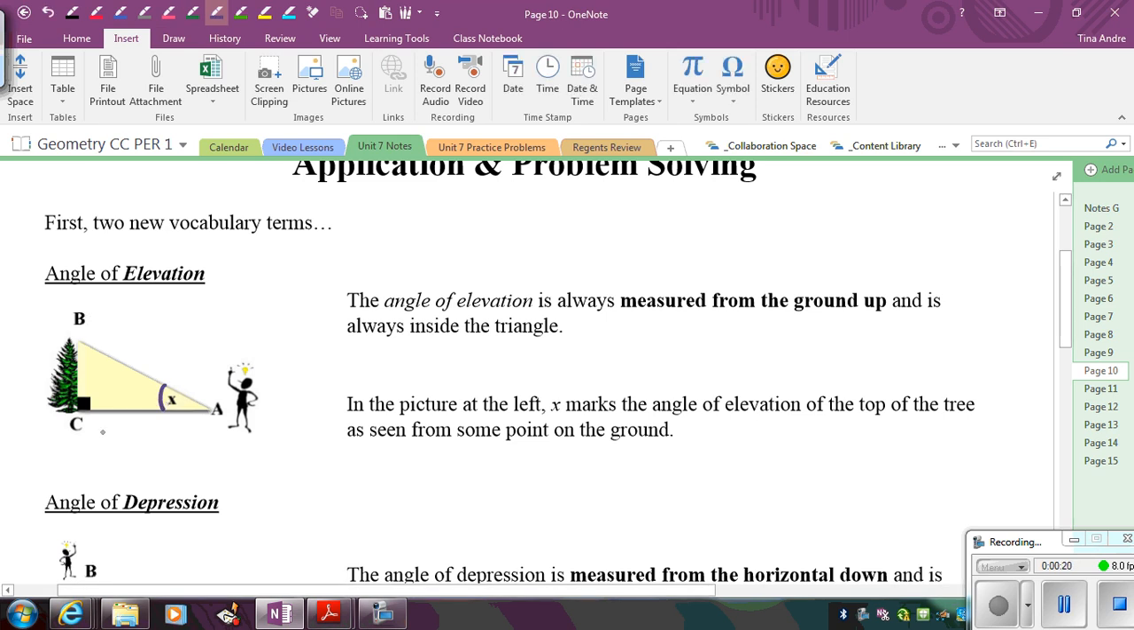Most importantly, it's important to know that the angle of elevation is always measured from the ground. Meaning we're assuming that it's measured from the horizontal line and going upward to whatever the object is we're talking about. So this angle right here would be the angle of elevation.